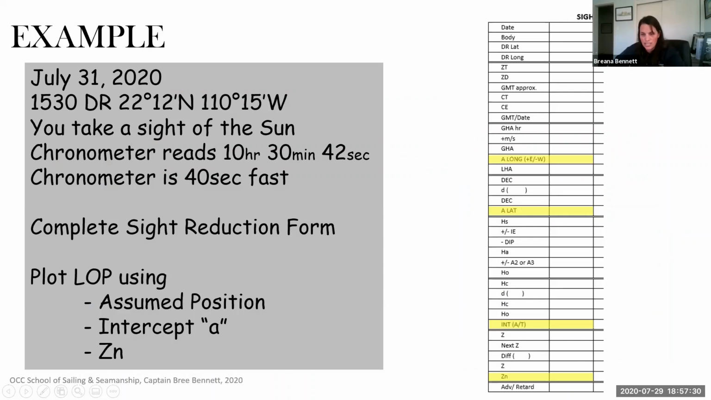So let me go to an example. I know I'm going through this really fast, but I think it will make more sense when I have numbers you can look at with me.